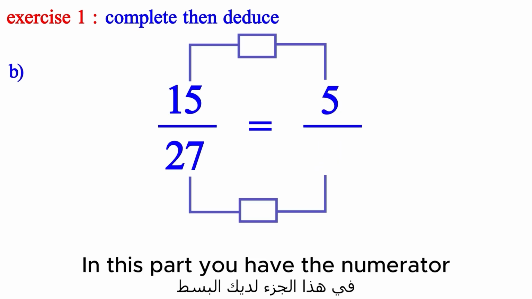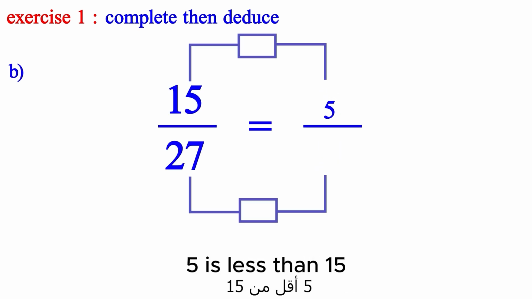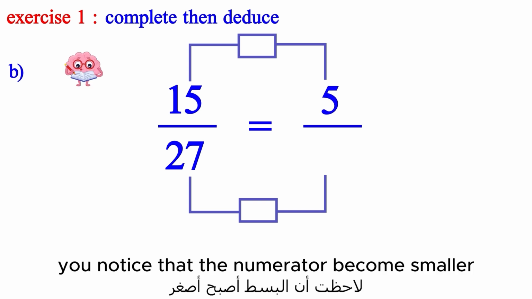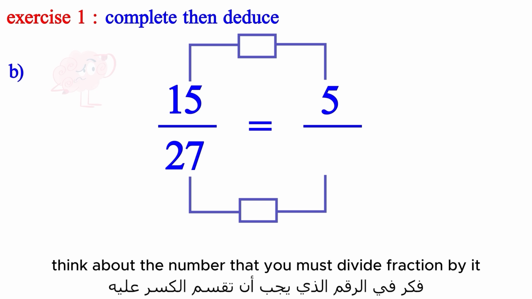B. In this part you have the numerator, so you must compare the numerator. 5 is less than 15. You notice that the numerator becomes smaller, so of course we need to divide the fraction. Think about the number that you must divide the fraction by.